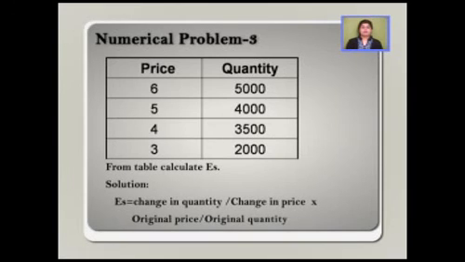Now let's calculate one more numerical. In this numerical, we have been provided with a table. The table shows different quantities supplied at different prices. Now we have to calculate the elasticity of supply when the price changes from 6 to 4. And respectively, you can see that your quantity has changed from 5,000 to 3,500. So what will be delta Q? 1,500 upon delta P, which will be 2, into original price 6 upon original quantity, that is 5,000. So we have all the values very clearly given to us. The numerical has been solved for you. You can see it. You just have to put in the values and you can calculate the answer.